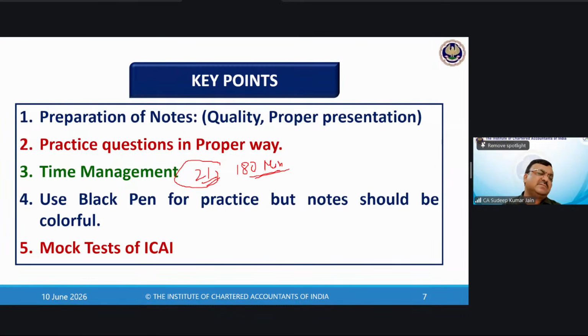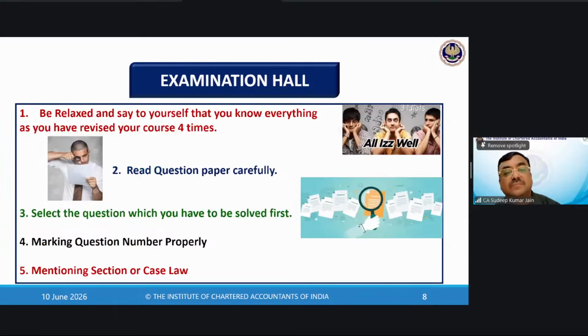Some people say, "Sir, out of 5, I am very sure about 4, so I will answer only 4." No. If you answer only 4 questions, you will get marks only out of 80. When you answer all 5 questions, you will get marks out of 100. Use a black pen for practice, because in the exam a black pen will be used. But notes, you can prepare colorful. Take the mock tests of ICAI before the exam.